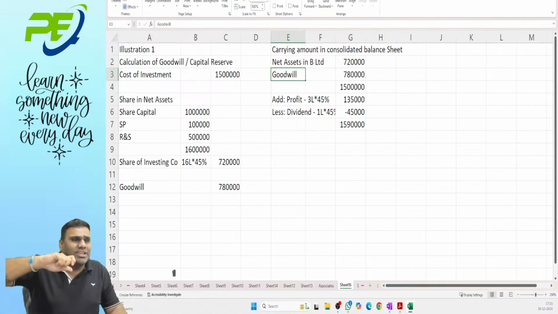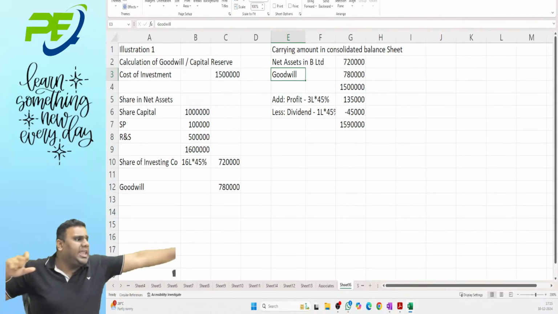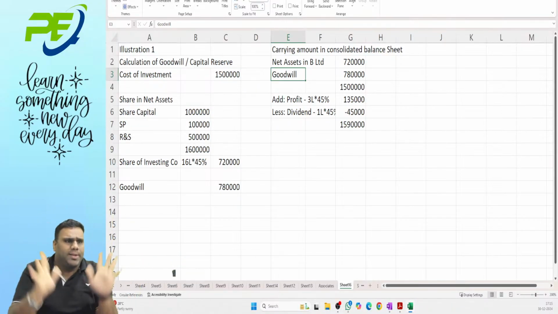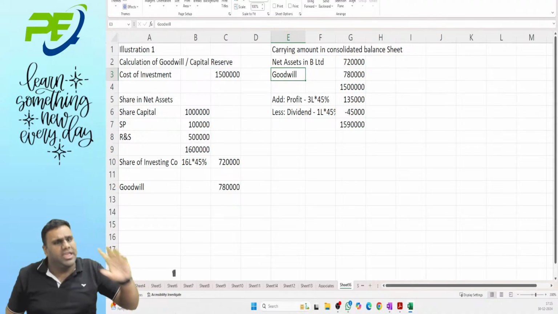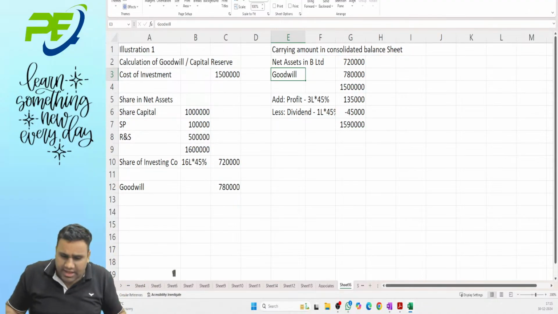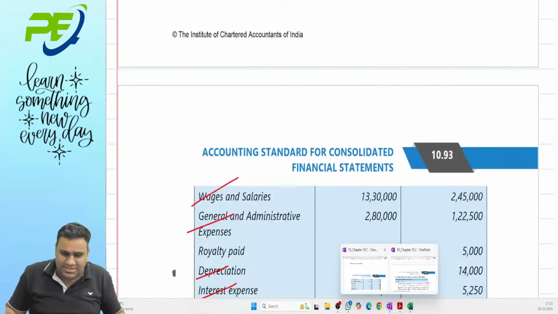So what is pre-acquisition dividend? AS13 says any pre-acquisition profit, interest, dividend, what you have to do? Reduce from cost of investment. Same thing you have to do. Everyone. Yes. Now we have completed the illustration.